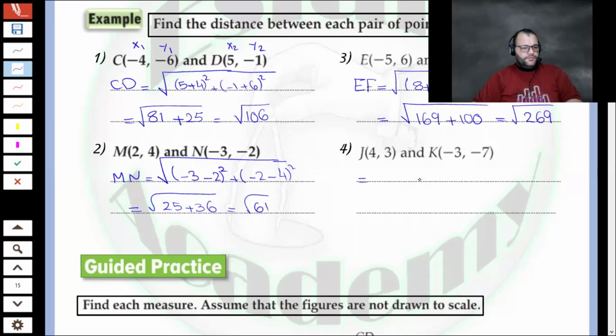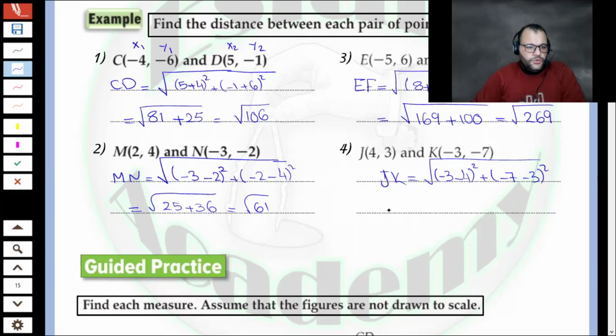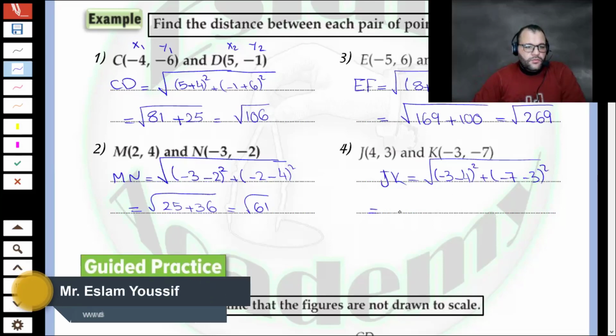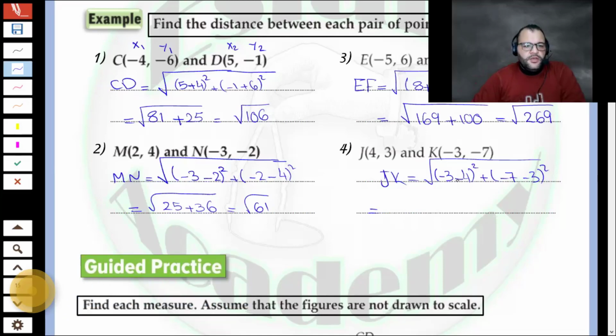Zaki, can you solve this one, please? JK is equal to the square root of negative 3 minus 4, squared, plus negative 7 minus 3, squared. The first one is equal to 14? How 14? Negative 3 and negative 4... Oh yes, 49, sorry, 7 squared. So it will be 49.